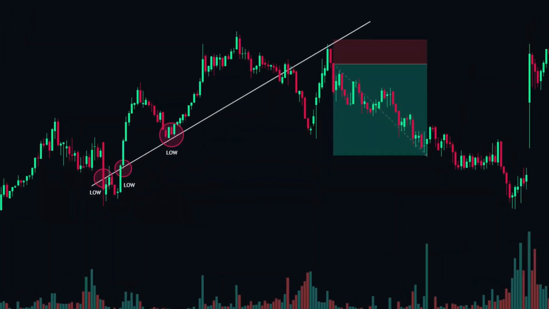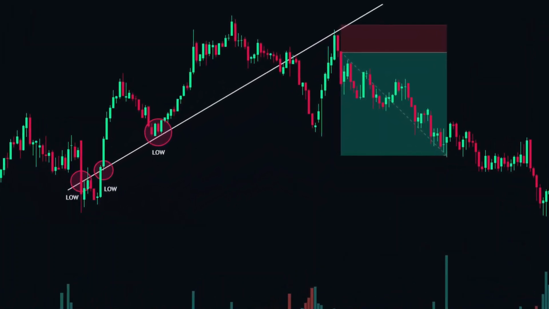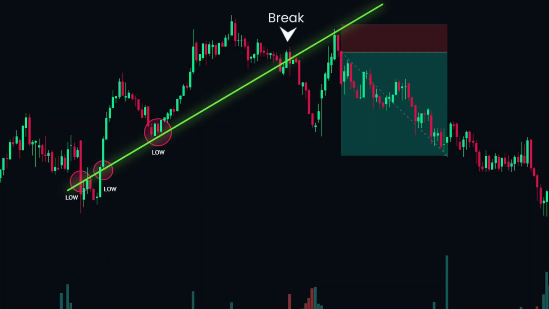Consider another example. Here, the price is making a higher high and moving up, so you'll draw a trend line connecting all the swing highs. The next time the price breaks this trend line and the next candle also breaks it, you can make your entry. And your stop loss will be at the high of this candle.